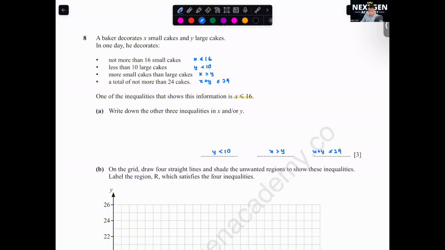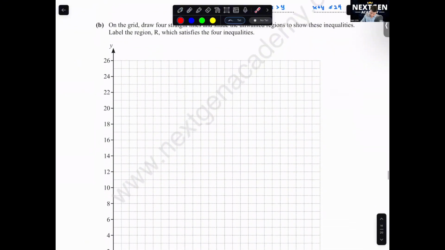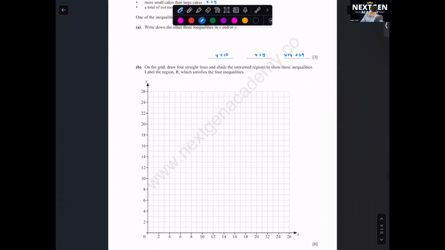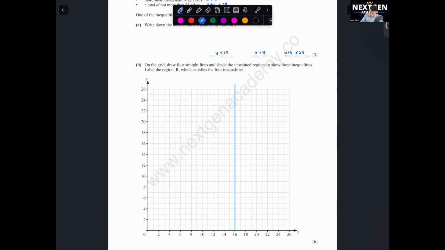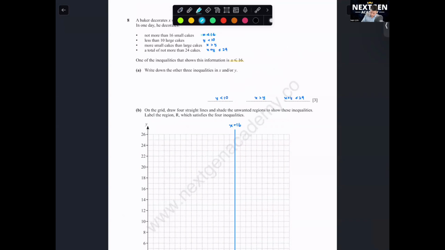So let's look at the first one. x less than or equal to 16. Before we draw it out, we change everything to equal first. x equals 16 will be a vertical line. And since this one has an equal sign, we put this x equals 16. I'll put it in different colors.